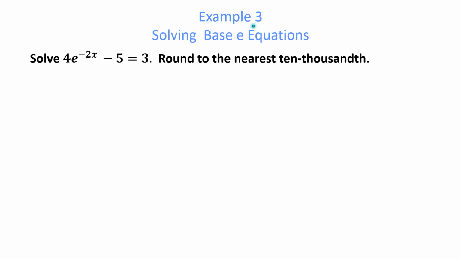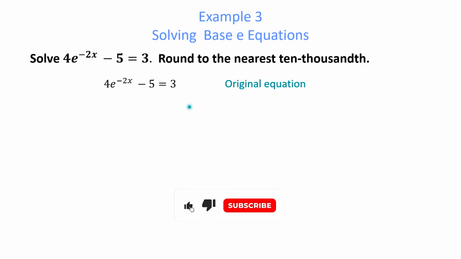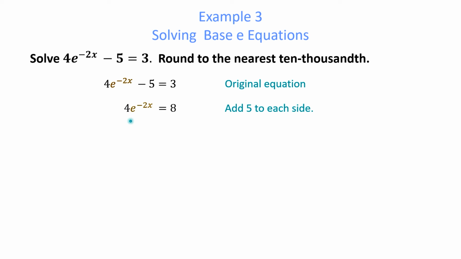Now for example 3, we want to solve this equation and then round the answer to the nearest 10,000th. So if this is our original equation, our first strategy is to isolate the power term. Okay, so we'll begin by adding 5 to both sides to give us the following. And we can undo this 4 by dividing each side by 4 to give us the following. And now we've isolated the power term. So we can see this is a natural base e.